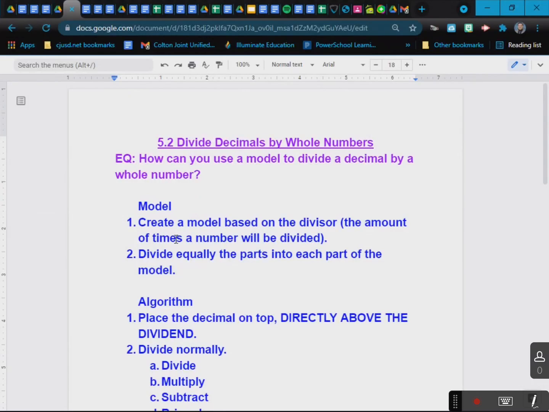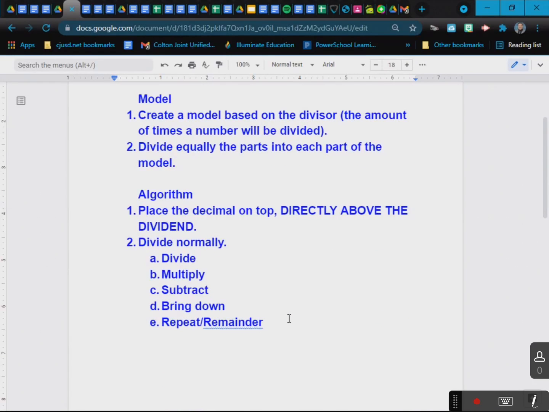For the algorithm, you're going to place the decimal on top, directly above the dividend. So wherever the decimal is on top, that's where you put it. Divide normally, and that's it. So you can pause if you need to write down the steps. And we're going to go ahead and get started with the examples.